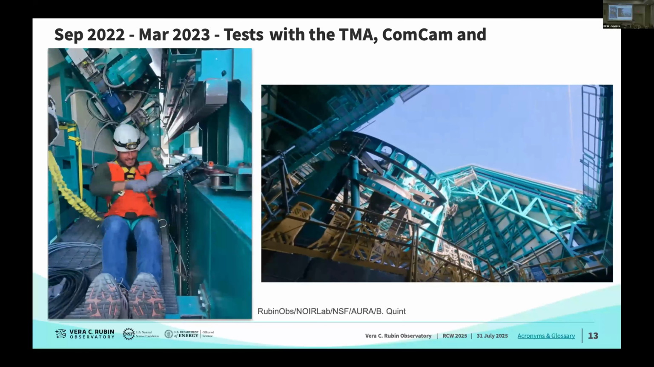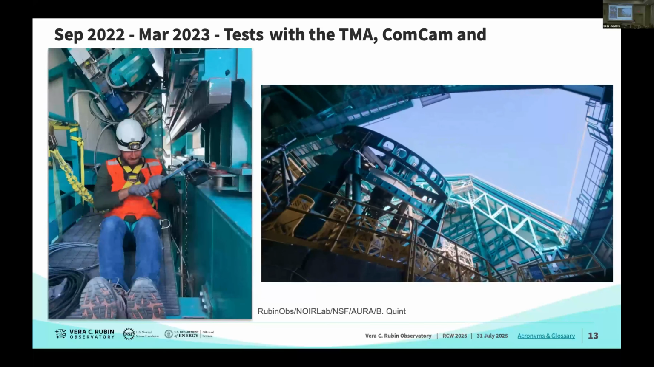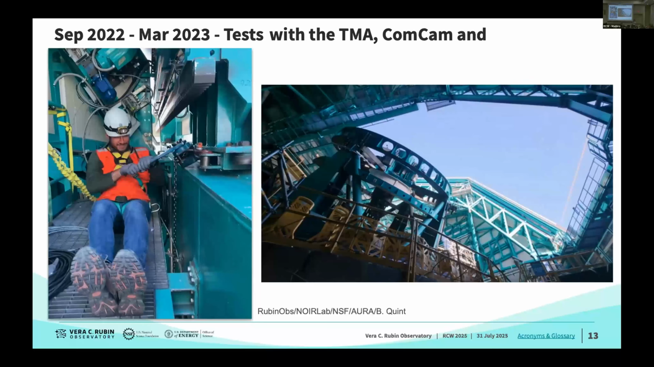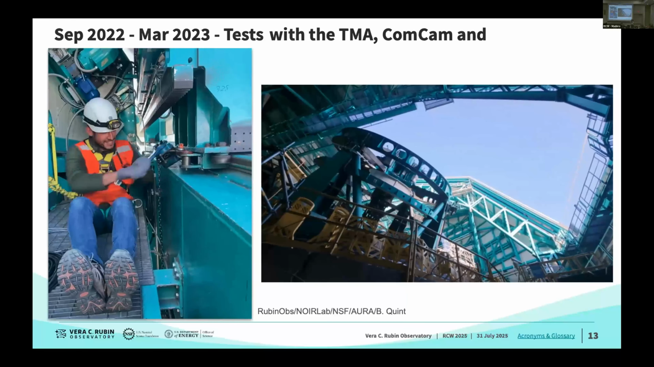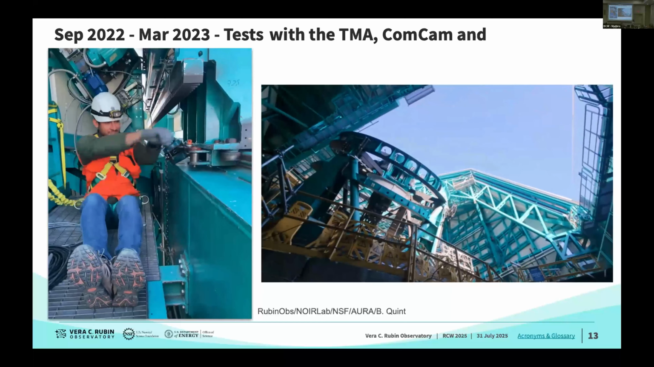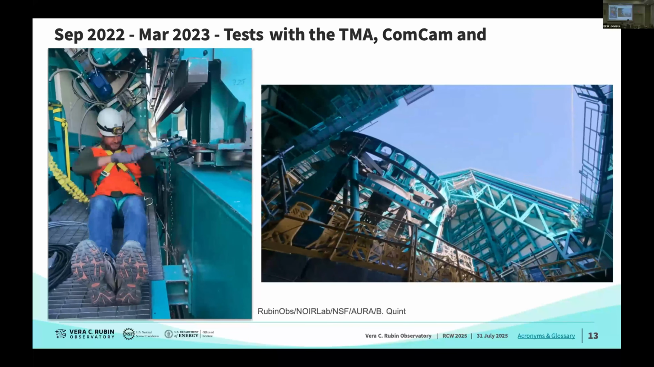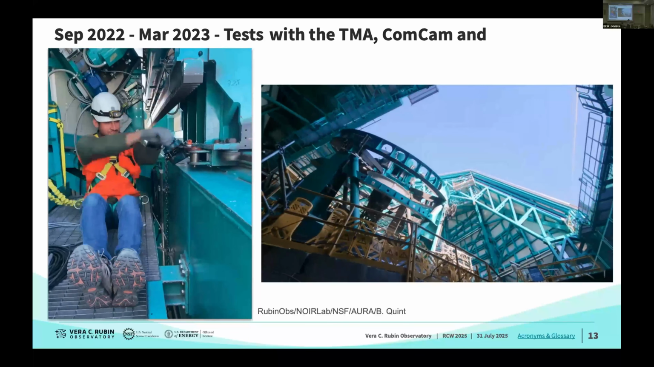So none of that was actually very smooth. At that point, nothing worked. And one of the things that didn't work was the dome. So we had pretty much zero remote control of the dome. So you can see here, Bruno Quinn, he is also a commissioning scientist, and he was manually opening the dome shutter.